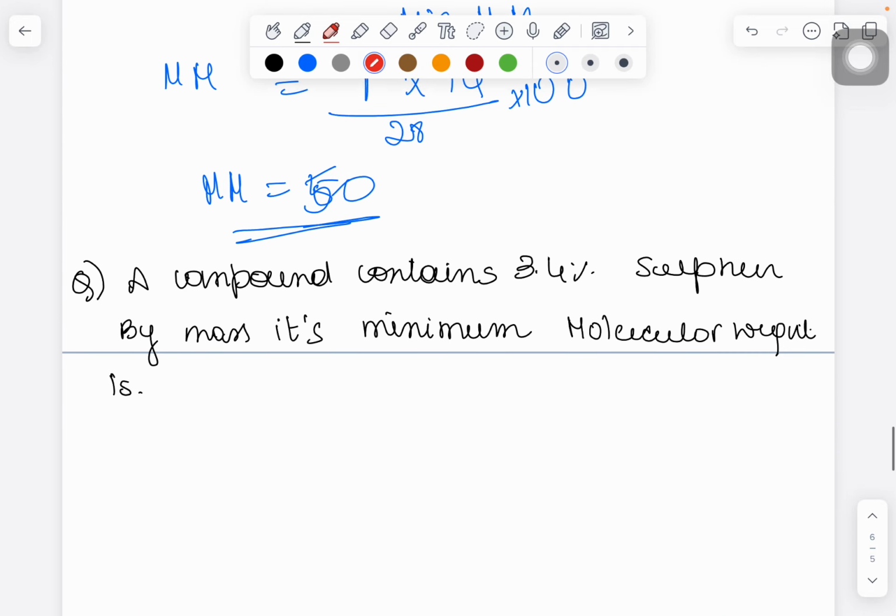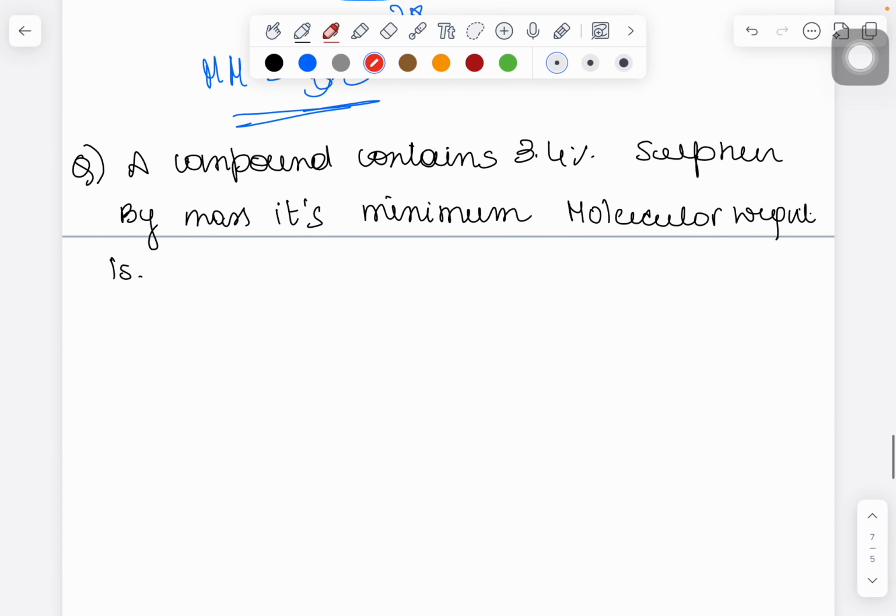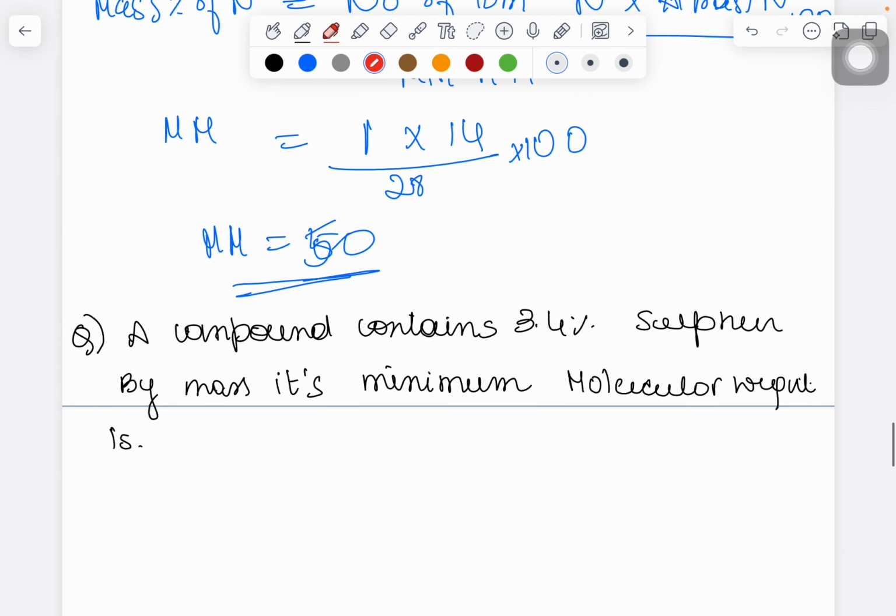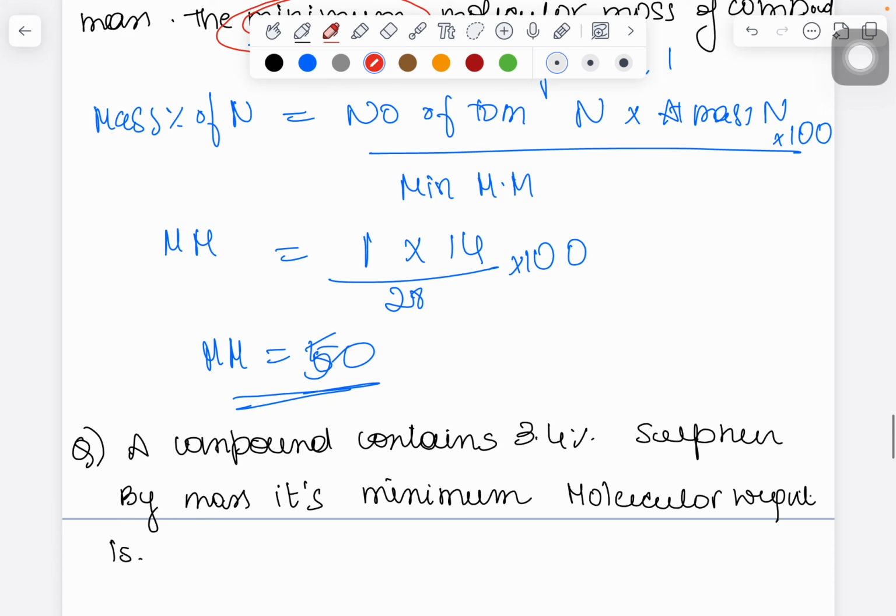Last question. A compound contains 3.4% sulfur by mass. Find the minimum molecular mass. Same thing, this is a homework question. Again, the mass percentage of sulfur is given. The number of atoms we know is 1 because they have asked minimum. Find the minimum molecular mass. The atomic mass of sulfur is 32, and comment down the answer.